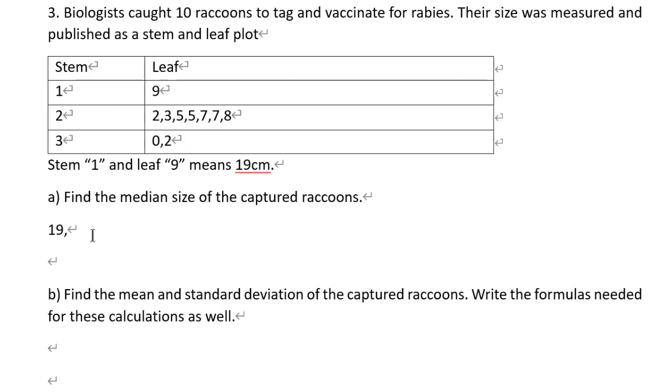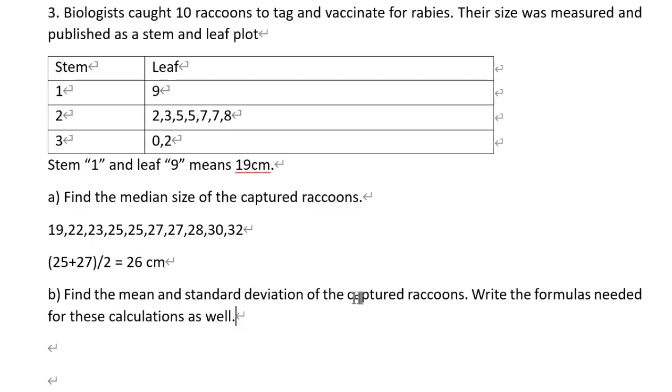So let's just write all of them down. 22, 23, 25, 25, 27, 27, 28. And then you have the 30 and 32. Now you want to find the median. Because this is an even number, the median will be right between these two. So you take the average of these two, and the average of 25 and 27 would be 26. So 26 centimeters will be the median size.